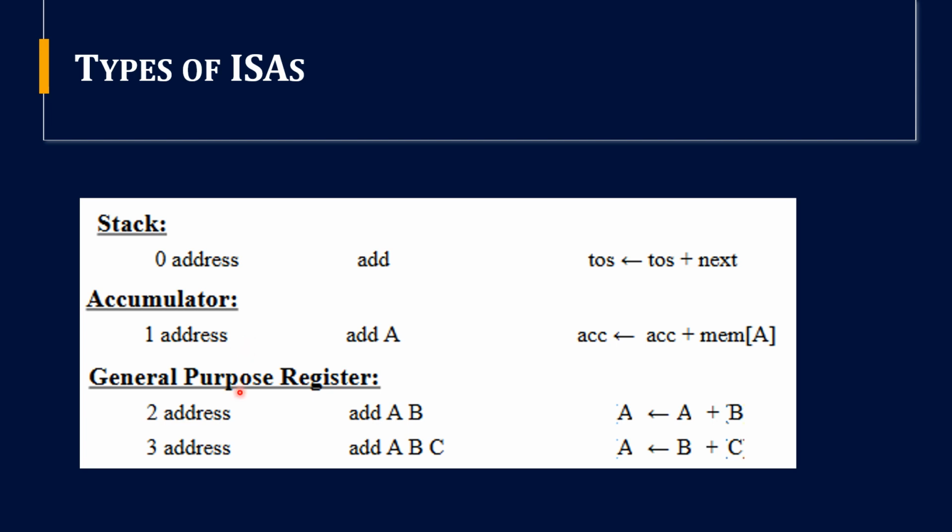Okay, now let's look into the GPR. As we already discussed, we'll be having two address instructions and three address instructions: add A, B and add A, B, C. Add A, B means A and B are added and the result is stored in A. Add A, B, C means B plus C is added and the result will be stored in A. So it is a two address and three address. Here two or three memory addresses are specified explicitly in the instruction.